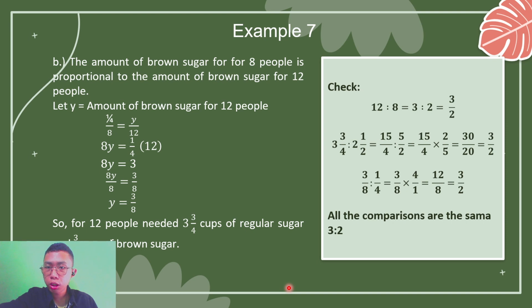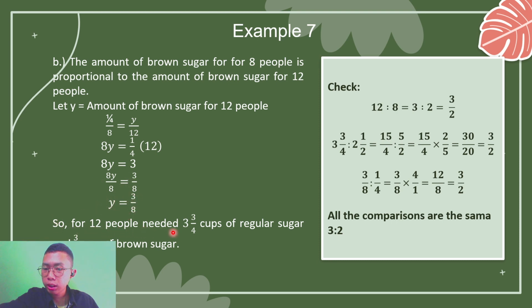B. The amount of brown sugar for 8 people is proportional to the amount of brown sugar for 12 people. Let y be the amount of brown sugar for 12 people. So a quarter per 8 is equal to y per 12. So 8y is equal to a quarter times 12, which is 3. We divide both sides by 8, so y is 3 per 8.